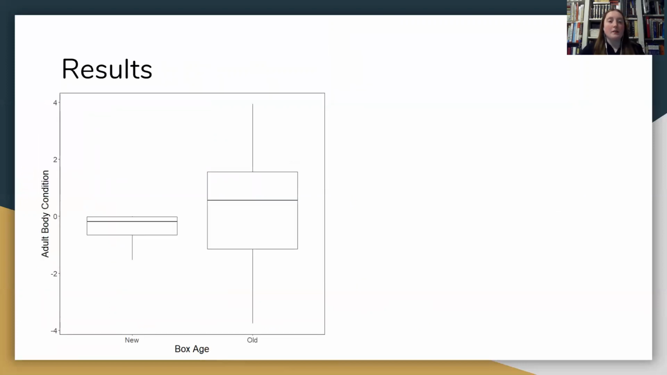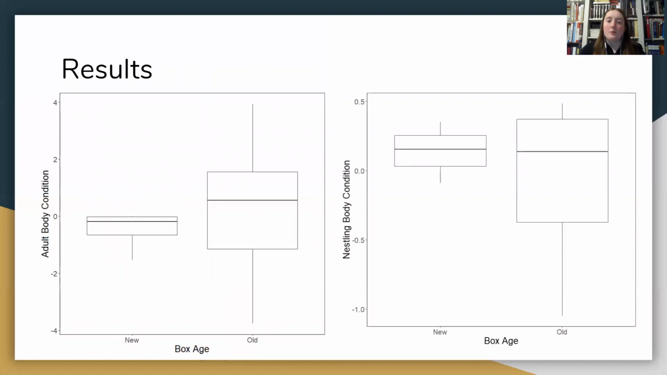So this graph is showing difference in adult body condition between the old and new nests, which is showing that on average, there was a higher level of body condition for those individuals nesting in old nests as compared to those nesting in new nests. And then this graph is showing the same relationship, but in the nestlings, which is showing that body condition between the new and old nests was comparable in nestlings.